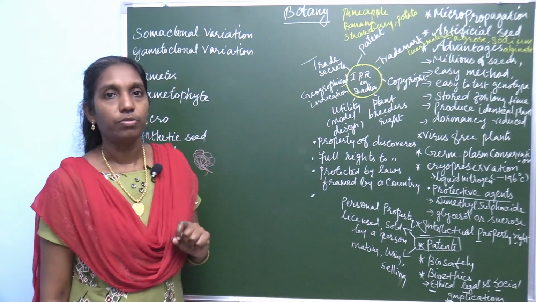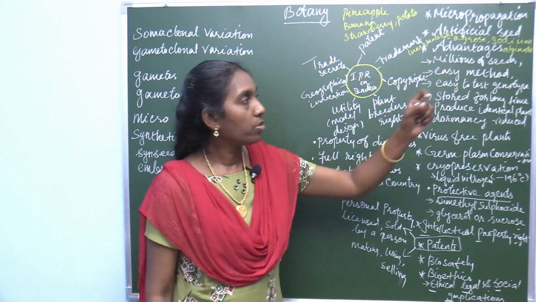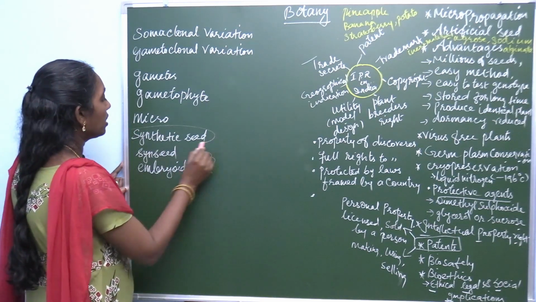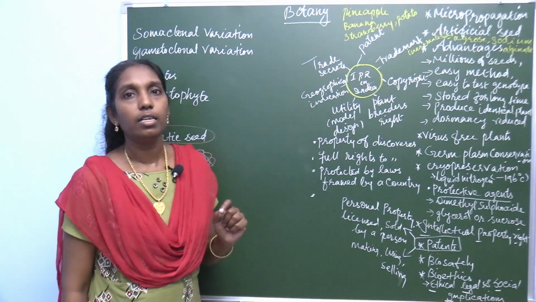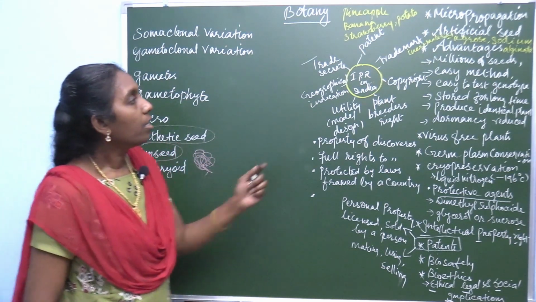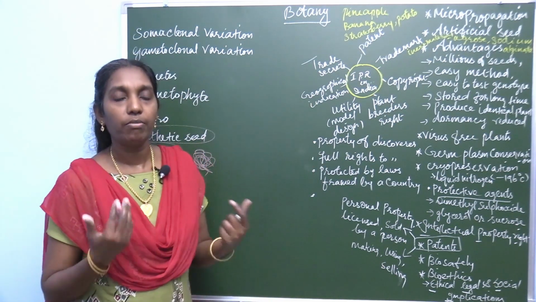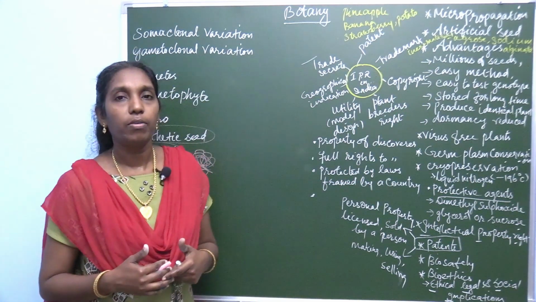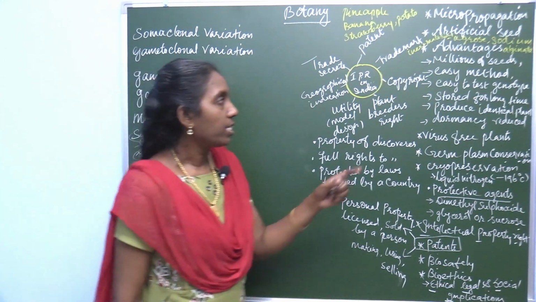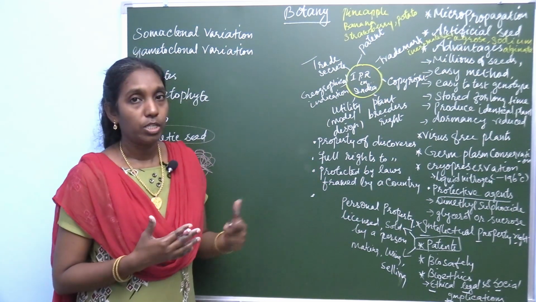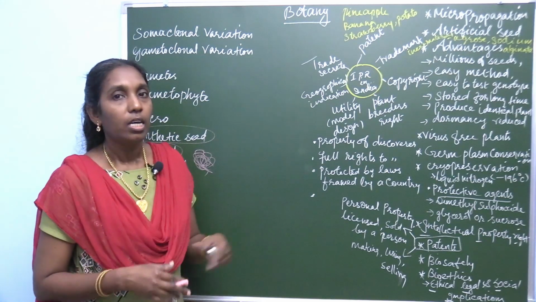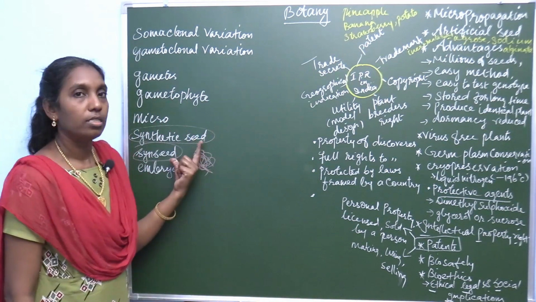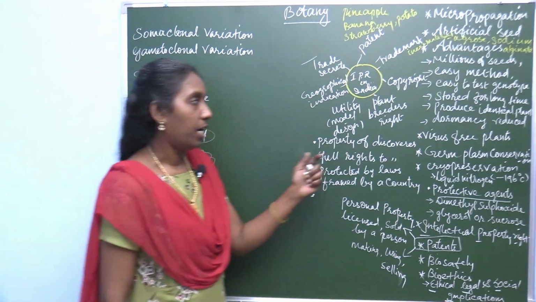What are the advantages of artificial seed? Millions of seeds can be produced by this method. It is an easy method to produce because we do not wait for any season. At any season it can be produced. It is easy to test the genotype of the plantlet. And for a long time it can be stored. The normal seed we cannot store for a long time, but this can be stored for a very long period. And it produces identical plants.